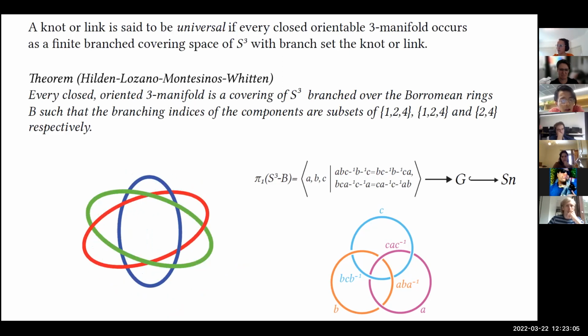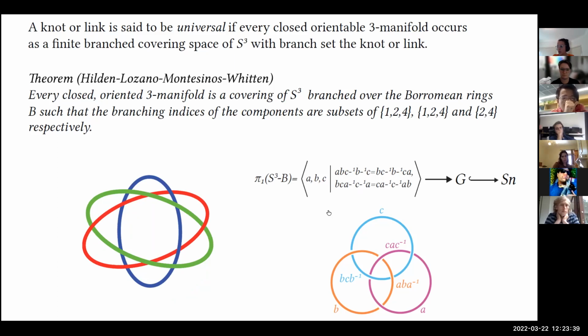Okay, but what's really important here when we're thinking about branch coverings is how we go about actually calculating it. So here is the fundamental group of S3 with the Borromean rings removed. Notice that the generators of this presentation are A, B, C, which are the meridian elements of these link components. These relations describe how the meridians and longitudes have to commute with each other. And there's a third redundant relation that's omitted here because it's a consequence of the other two by symmetry.